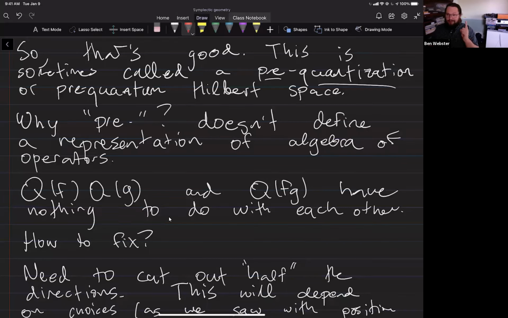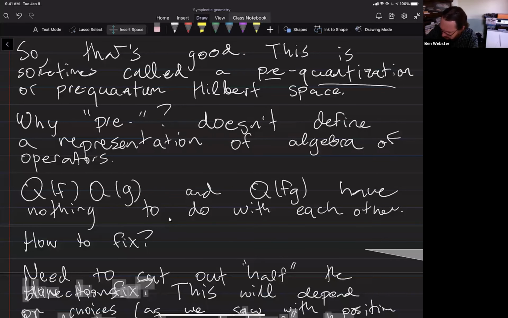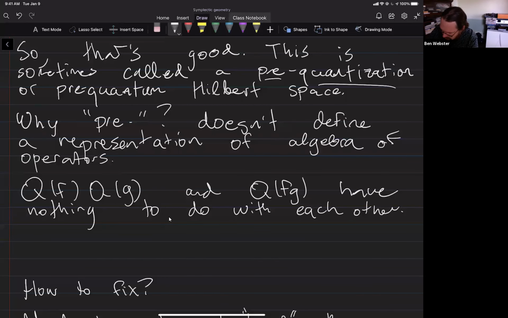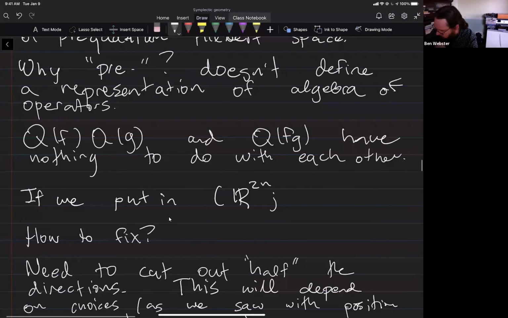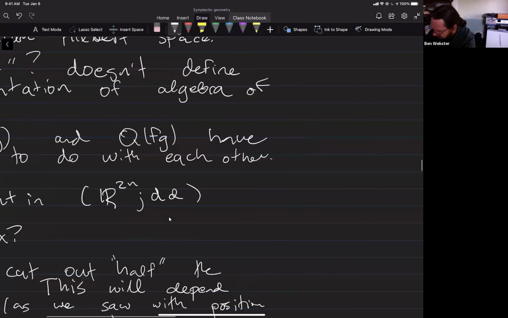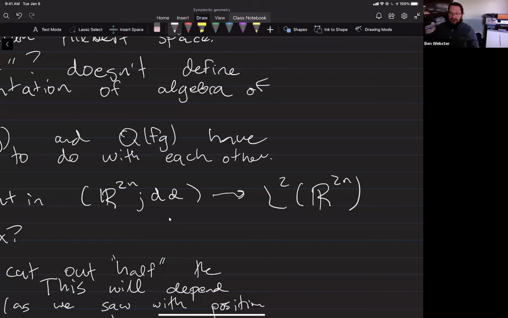In particular, I should mention, if we put in R^2n with the usual symplectic form, which I'll just remind you, the tautological symplectic form is exact, well, then we get L2 of R^2n as our Hilbert space. And that's wrong. We wanted L2 of R^n.